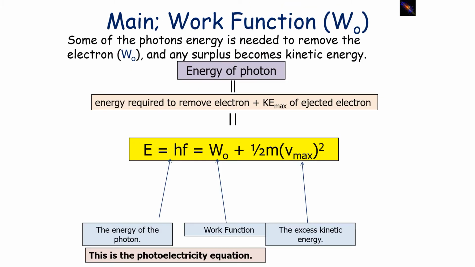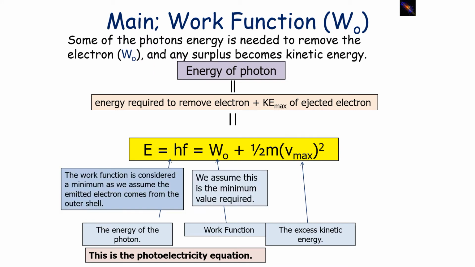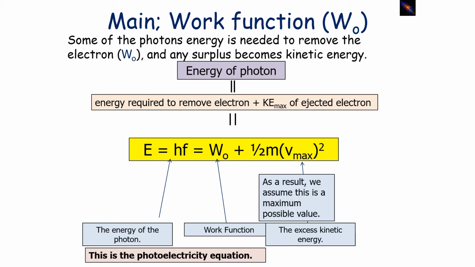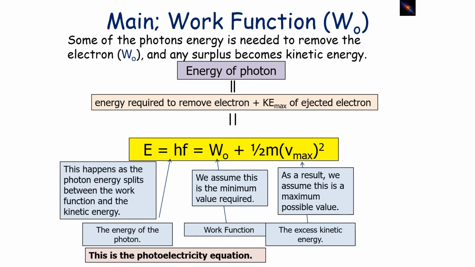So we can write this out mathematically and say E equals hf equals work function plus a half mv squared. Now remember, the work function is considered a minimum as we assume the electron is at the surface of the metal, so if the work function is a minimum value, that tells us that the kinetic energy of the electron in this equation must be a maximum value. This happens because our photon energy splits between the work function and the kinetic energy.